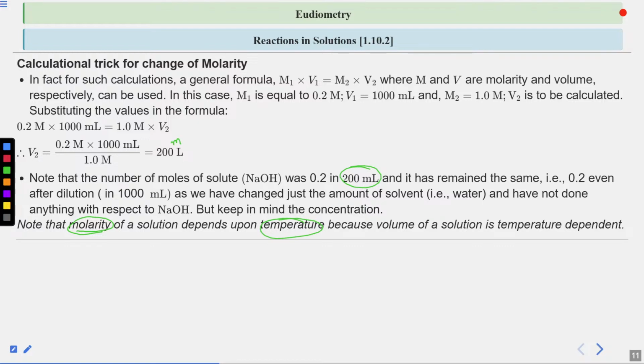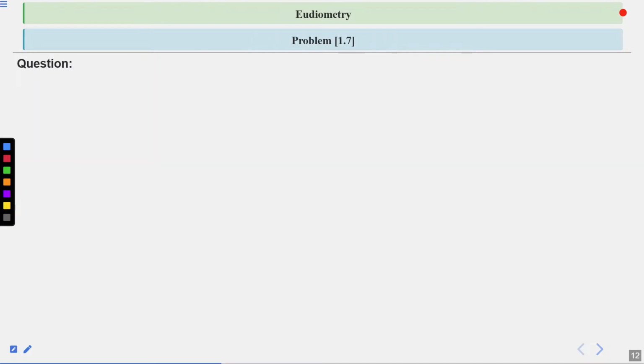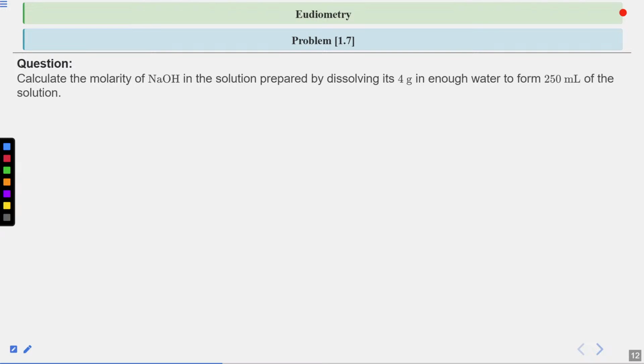Okay. Now moving on further. Here is a question for you. We have to calculate the molarity of NaOH in the solution where we are dissolving 4 gram of NaOH in 250 ml of solution.